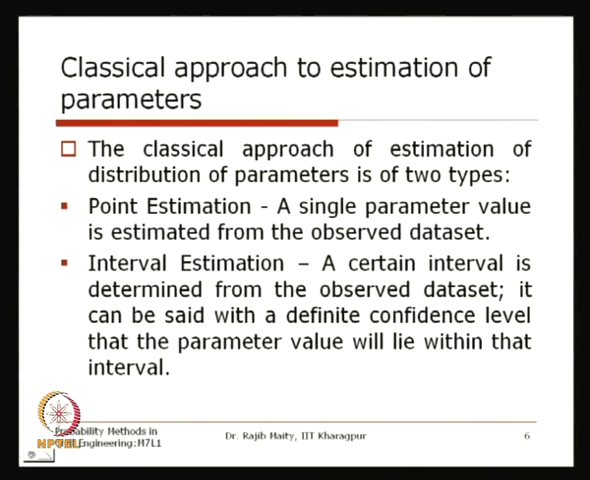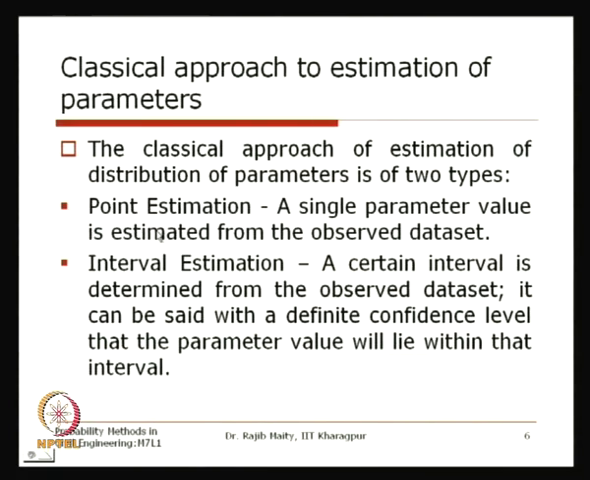The classical approach to estimation of this parameter. So the classical approach of estimation of the distribution parameter is of two types. One is the point estimation and the other one is the interval estimation. So point estimation means a single parameter value is estimated from the observed data set, that is from the sample. So from the sample a single parameter value is estimated.